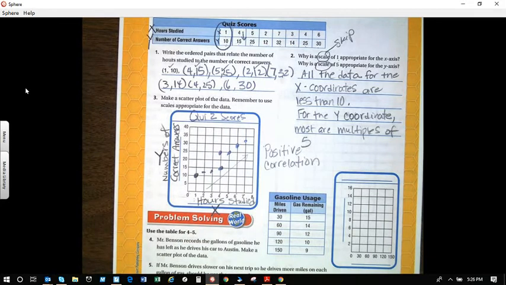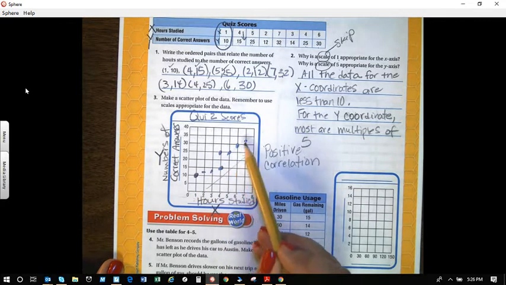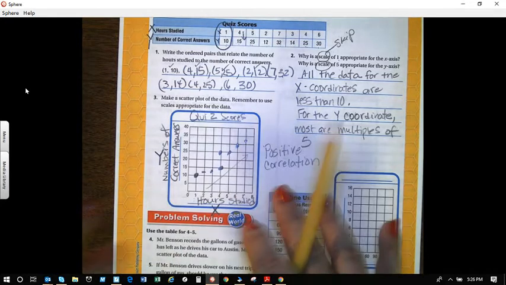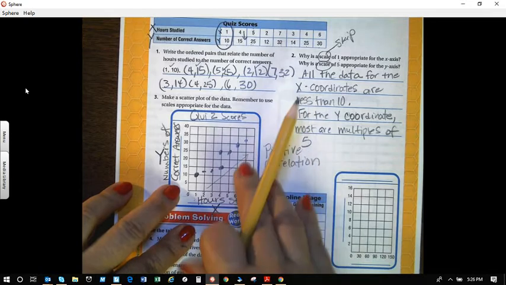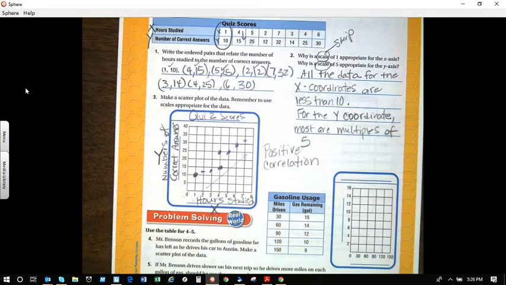So here it's number of hours studied versus the number of correct answers. I can see that the more time I put in, the more answers I get correct. And this is what it's telling you. So now we've taken it from just plotting ordered pairs to knowing what we're plotting and being able to see what the data means. That's what I'm trying to say. All right, so let's move on to the next one.